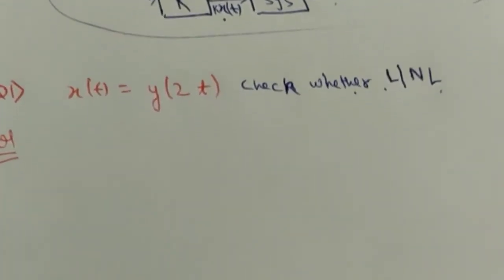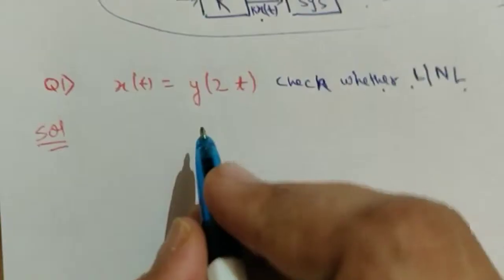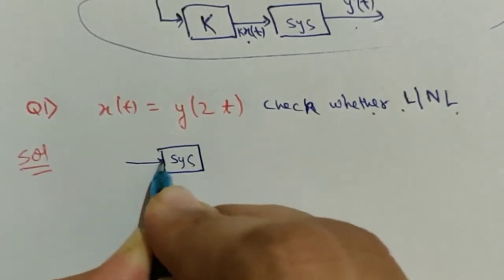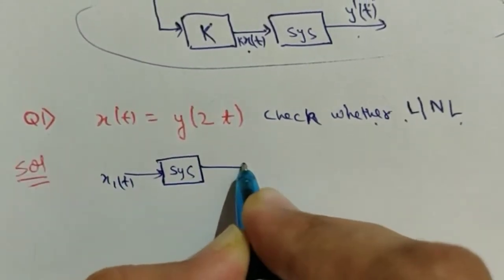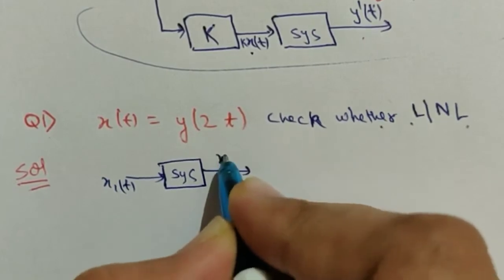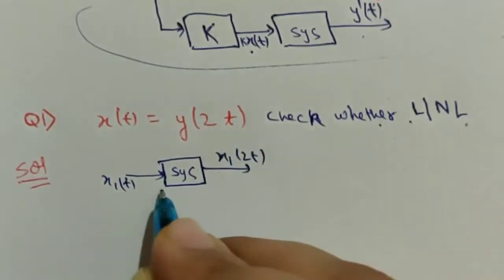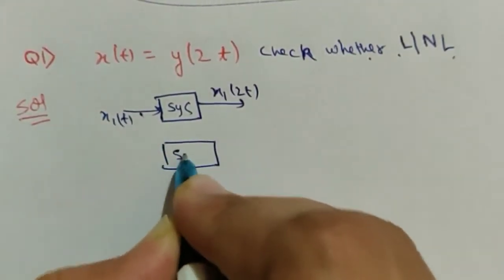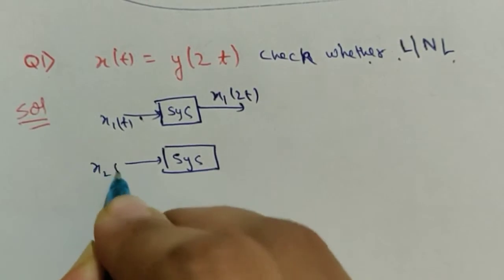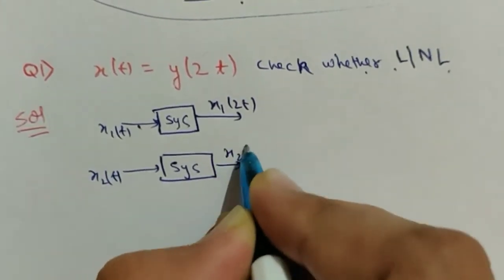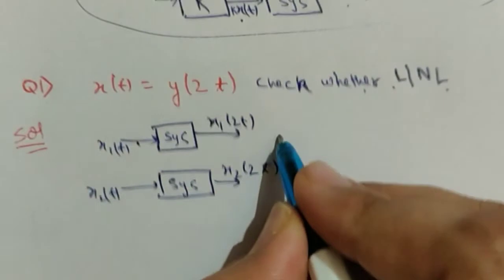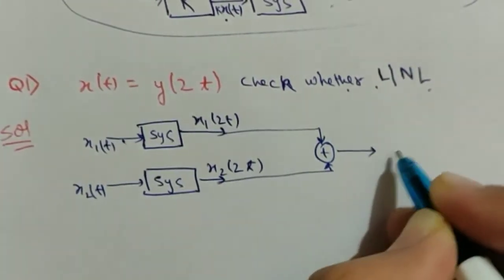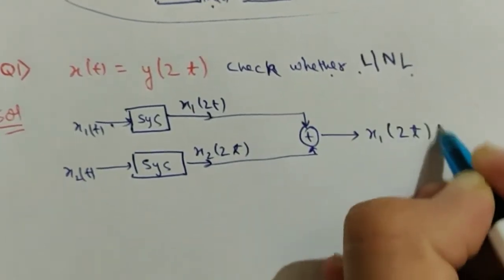Okay, so I'll just draw the block diagrams real quick. Suppose this is your system. You apply an input x1(t) to the system, you get the output x1(2t). Suppose you apply an input x2(t) to the system, you get an output x2(2t). And if you add these two outputs, the output which you will get is x1(2t) plus x2(2t).